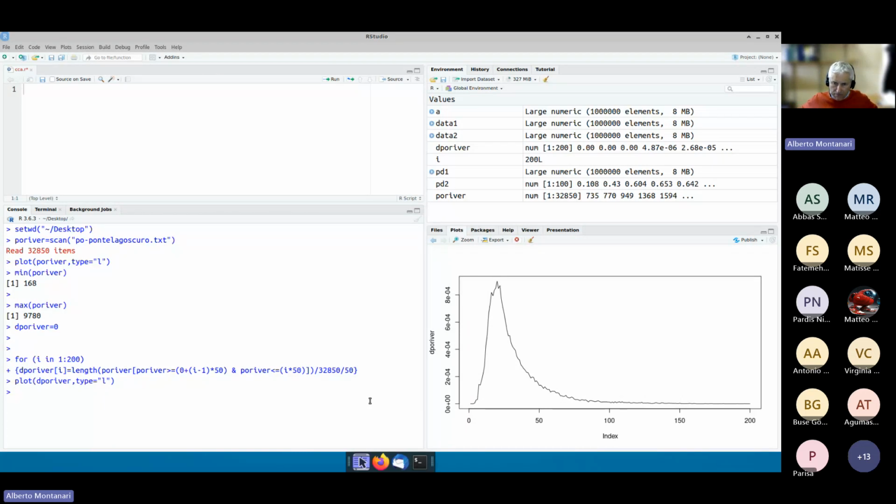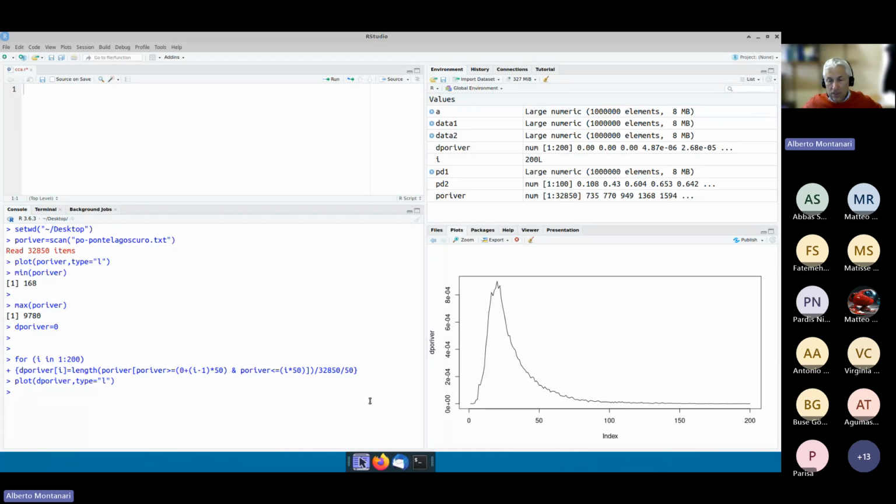Good. Very good. And the density has a unit, so don't be concerned by the very small values of the density. As I said, the density has a unit. What is important here is the shape. It's long-tailed. The most probable value is around, I would say, 30, 40.